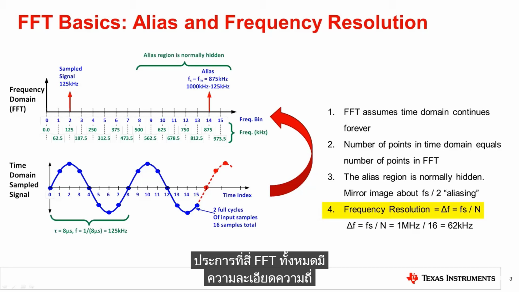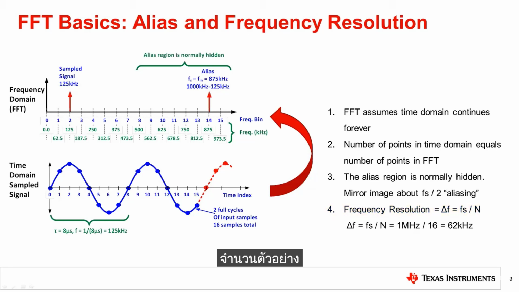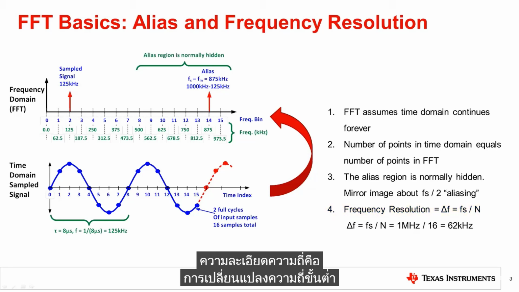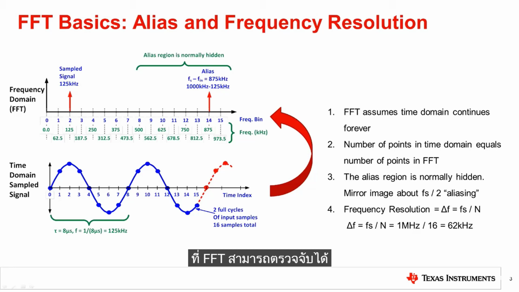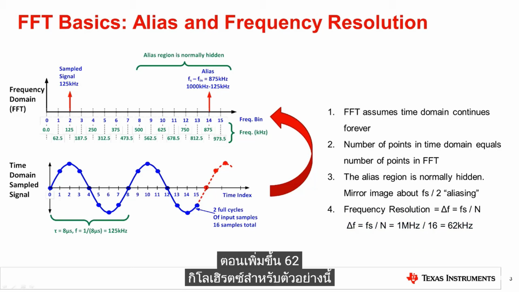Fourth, all FFTs have a frequency resolution that is equal to the sampling frequency divided by the number of samples. The frequency resolution is the minimum change in frequency that the FFT can detect. In this example, the frequency resolution is 1 MHz divided by 16, or 62 kHz. Thus, the measured frequency bins step in increments of 62 kHz for this example.